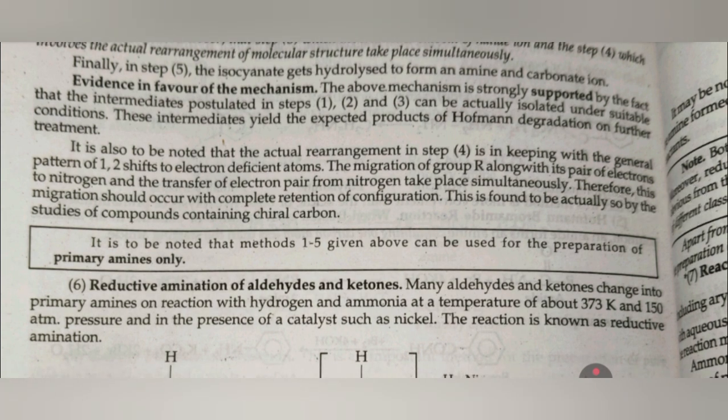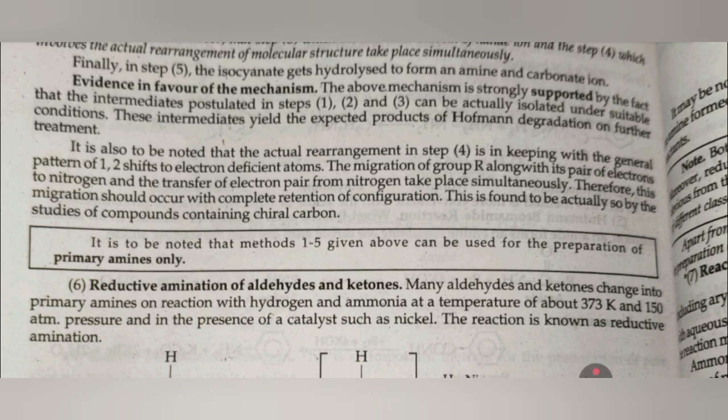The above mechanism is strongly supported by the fact that the intermediates postulated in the first, second, and third steps can actually be isolated under stable conditions. These intermediates yield the expected product of Hofmann degradation on further treatment. It is also to be noted that the rearrangement in step 4 is in keeping with the general pattern of 1,2 shift to an electron deficient atom.